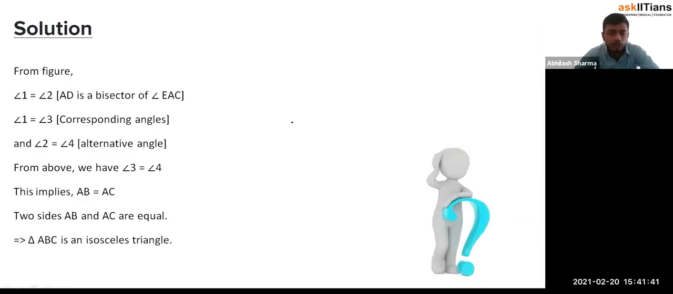So that's pretty much the solution here. Look, here also they have done the same. Angle 1 equal to angle 2, because it is a bisector, corresponding angles are same, alternate interior angles are same, and hence these opposite angles are same, which means it is an isosceles triangle. Okay, because side lengths will also be equal.